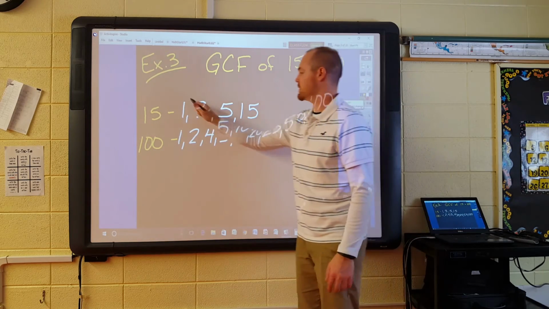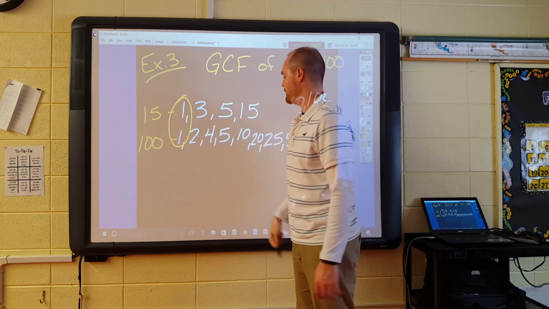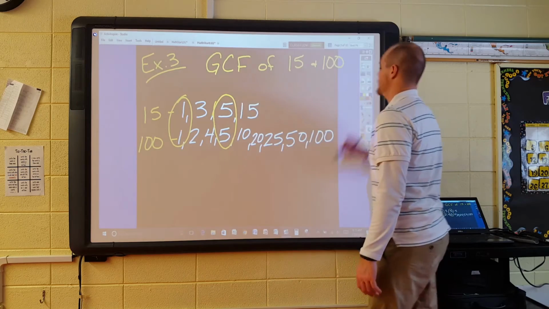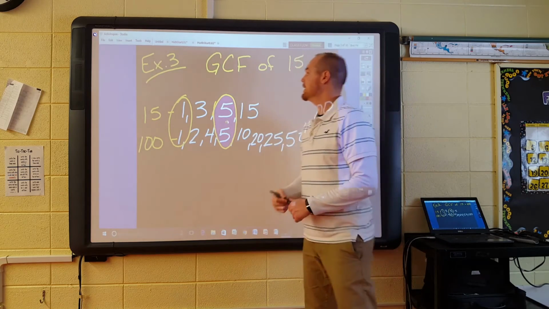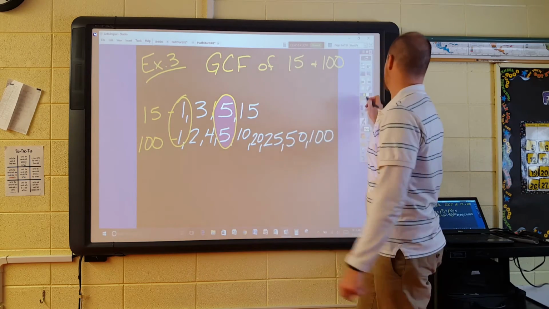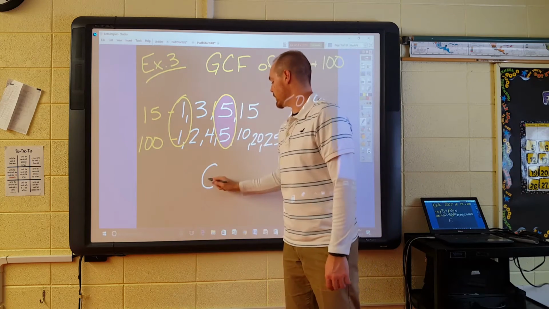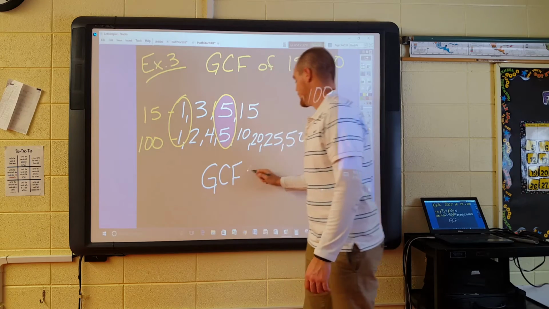Okay, again, I'm going to circle the similar factors, 1 and 5. The greatest of those common factors is 5. So the greatest common factor of 15 and 100, for example 3, is 5.